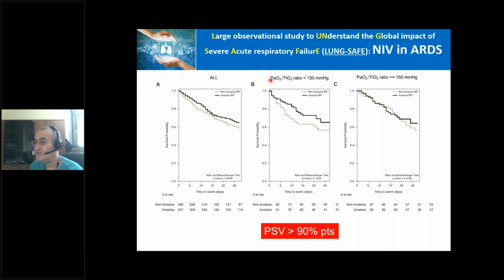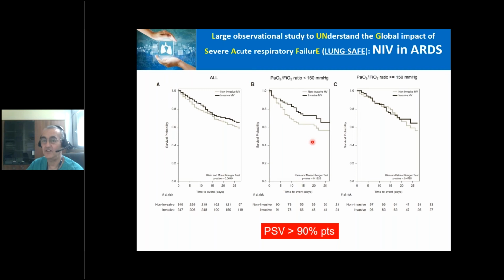But if you consider patients with a PF ratio below 150, the most severe ones, it appears that non-invasive ventilation may impair outcome, may increase mortality. So this is something that we have to keep in mind. Remember, I do use non-invasive ventilation in ARDS, and I used it a lot, especially during the pandemic. But we have to think about it.